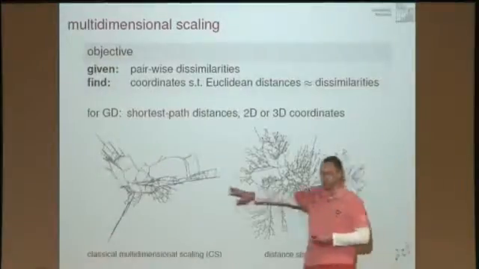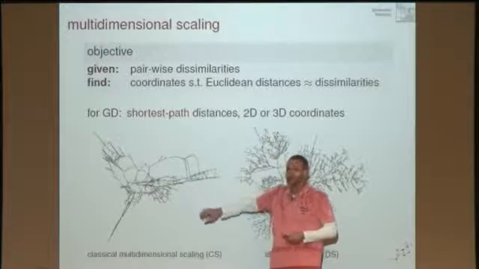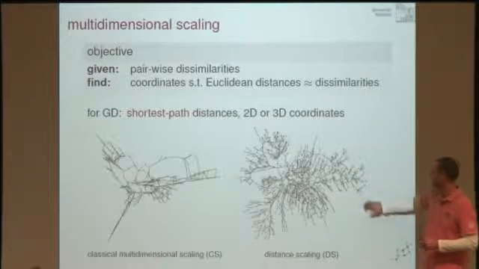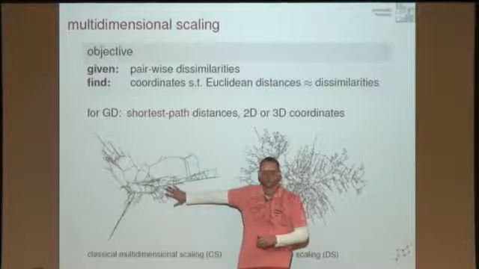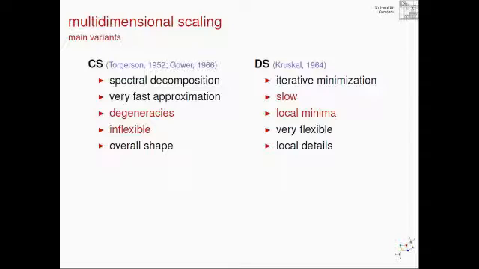The 2 main members of this family, or the main distinction between different members of this family, is between classical scaling and distance scaling, where classical scaling was the first method proposed in this respect. This is based on spectral decomposition, so it's basically a spectral method, and this one is an iterative method that tries to optimize some objective. You can see that there's a qualitative difference between the results. Qualitative not in terms of quality, but in terms of they're really distinct, the kind of results that we obtain. Local details are much better visible in this case, whereas large distances are represented very well in this case, with some degeneracies. Right?